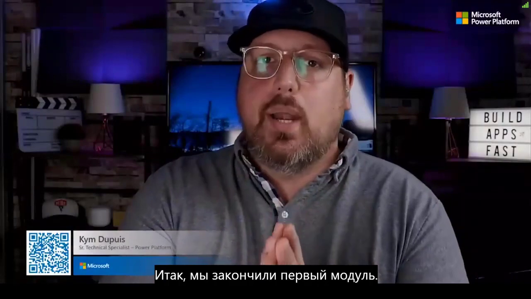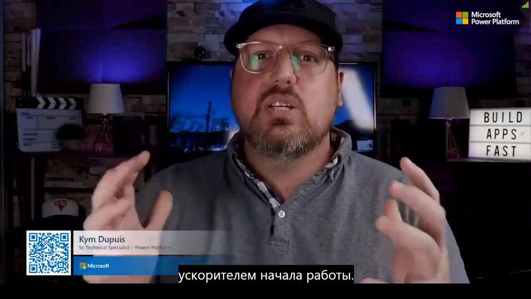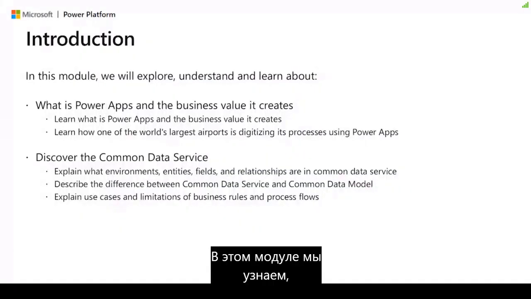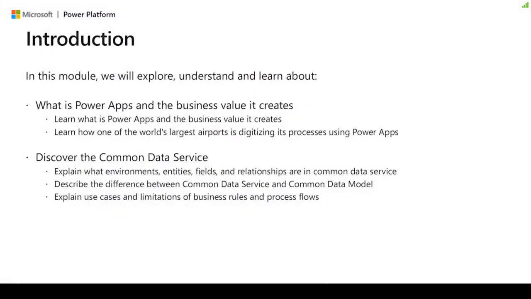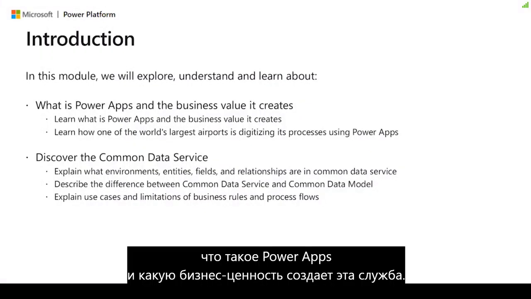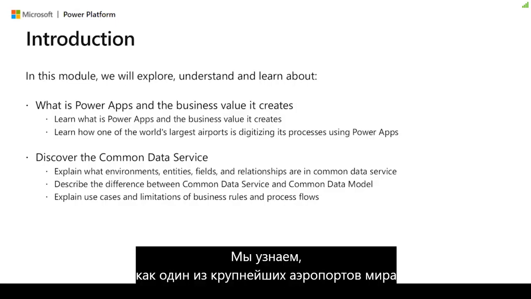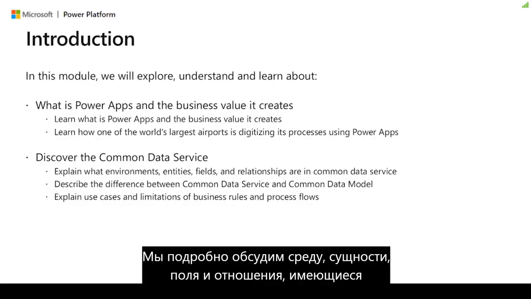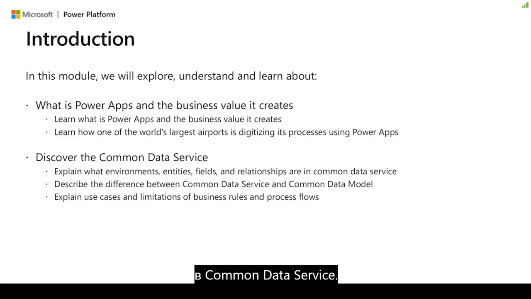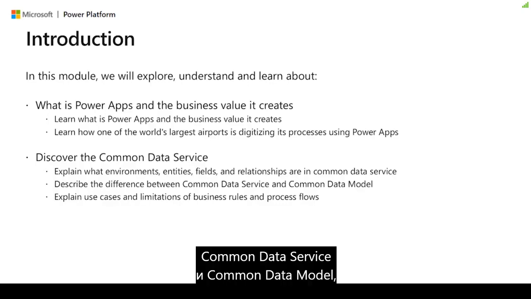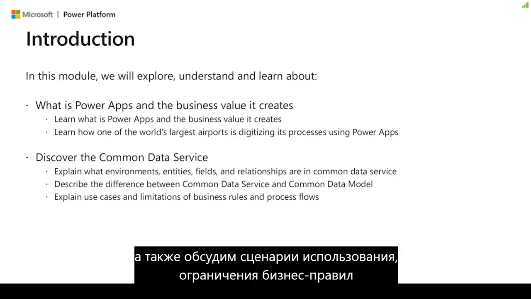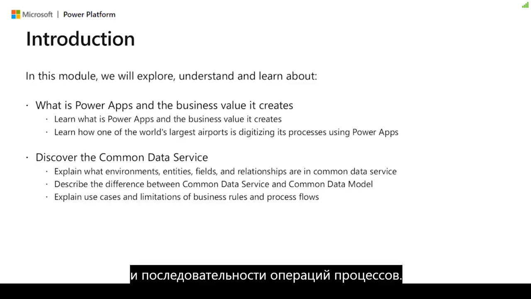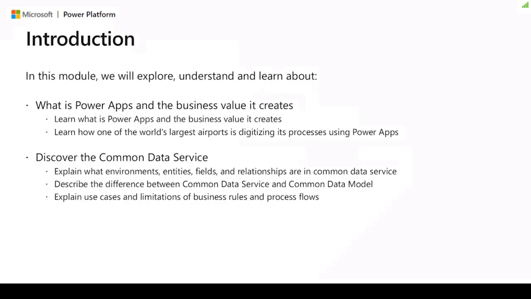So that's the end of Module 1. Let's start Module 2 and see how the Common Data Service for Apps and Power Apps is a huge accelerator to get you started. In this module, we will explore, understand, and learn about what Power Apps is and the business value it creates. We're going to learn how one of the world's largest airports is digitizing its processes using Power Apps. And then we'll discover the Common Data Service, or CDS. We'll explain what environments, entities, fields, and relationships are in the Common Data Service. We'll describe the differences between the Common Data Service and the Common Data Model, and we will explain use cases and limitations of business rules and process flows.